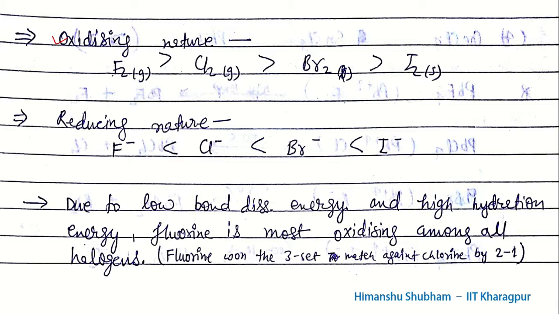Whenever we talk of oxidizing nature, we think in terms of F2, the diatomic species, because whenever this species oxidizes other species, it will get reduced to a negative oxidation state. And whenever we think of reducing nature, we think of F minus, because whenever it reduces the other species involved, it would get oxidized itself into a zero oxidation state of the diatomic species. Now we have the reasoning here. Due to low bond dissociation energy and high hydration energy, fluorine is the most oxidizing among all halogens.